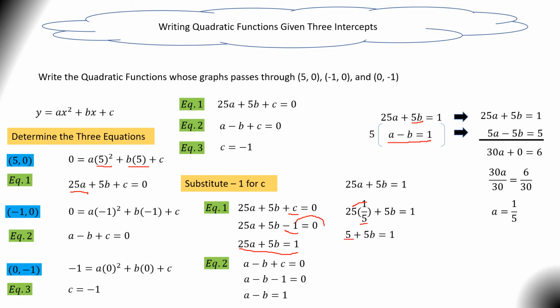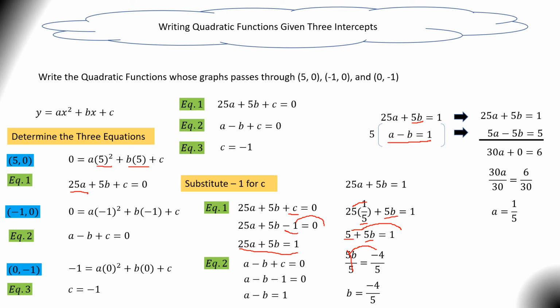Ayan po siya. Then, 5b, copy lang po natin, is equal to 1. Then, transpose natin ito, magiging 5b is equal to negative 4. Divide both sides by the numerical coefficient of b, which is 5, para makancel natin ito. b is equal to negative 4 over 5.